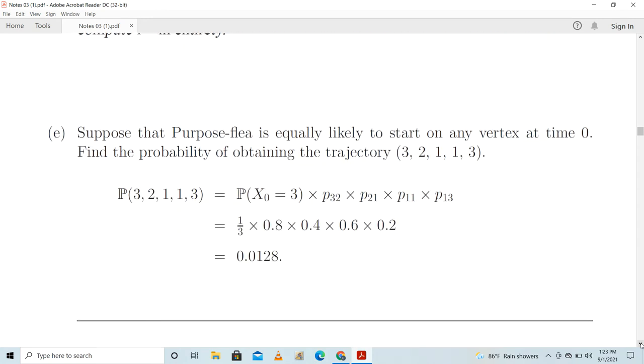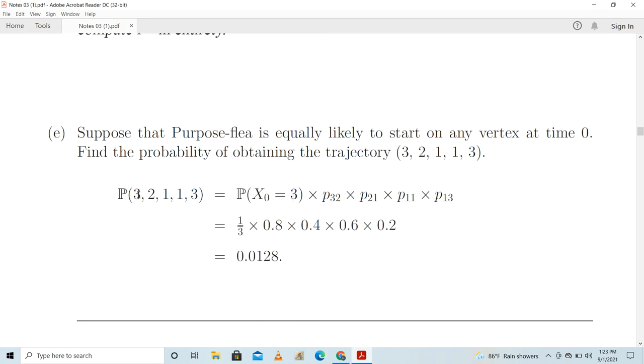And then, let's say the flea is equally likely to start on any vertex at time 0, and we have to find the probability of obtaining the trajectory. If there is an equal chance at time 0 for this flea to start, the probability of reaching each state is 1/3, since we have 3 states. Here the flea has started from state 3, so the probability that X0 equals 3 is 1/3.